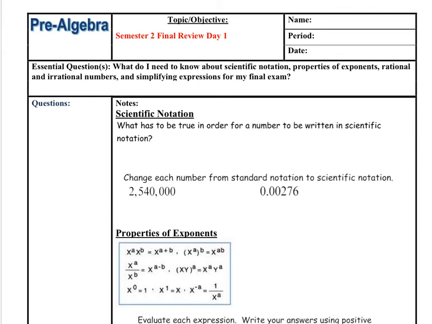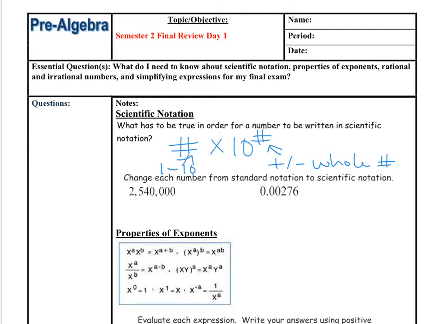So first thing we'll talk about is what has to be true in order for a number to be written in scientific notation. A number is written in scientific notation if it's a number times 10 to another number. That first number should be between 1 and 10. The second number has to be a positive or negative whole number. So we'll go ahead and change these numbers into scientific notation below.